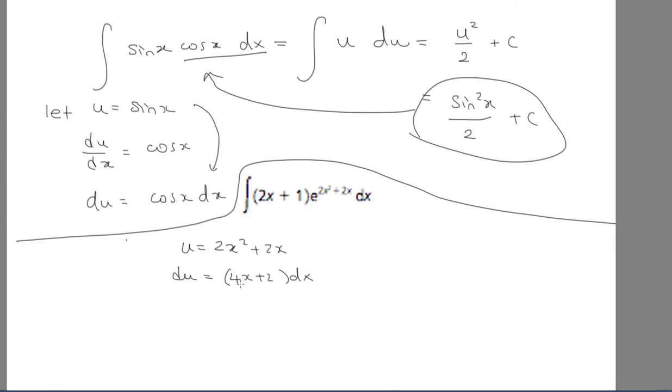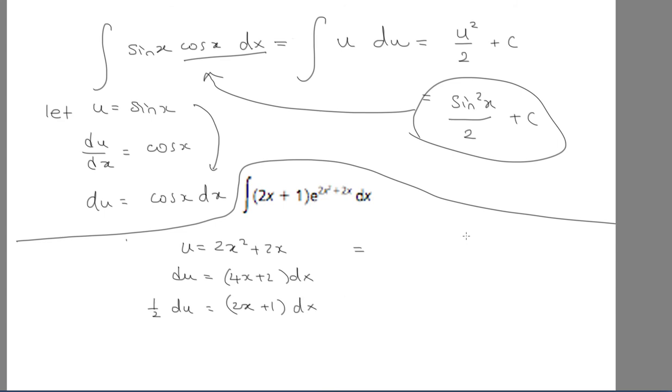Well, we don't quite have a 4x plus 2 inside here. We have instead half of that, 2x plus 1. So you can actually manipulate a little bit here. What I'm going to do is divide both sides by 2. So I put half here. So half du is equal to 2x plus 1 dx.